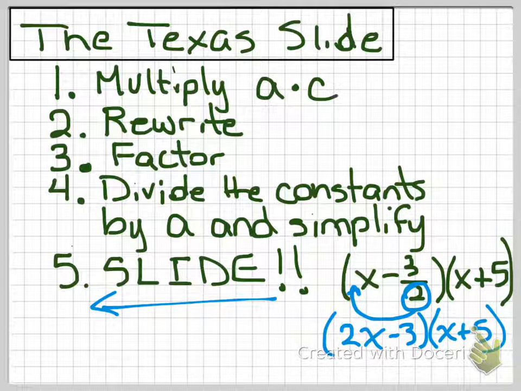This method always works, but as you get better and better at factoring using guess and test, you will find that this is going to be cumbersome. It takes a while, it has a lot of steps, but it can really help you out when you're stuck.